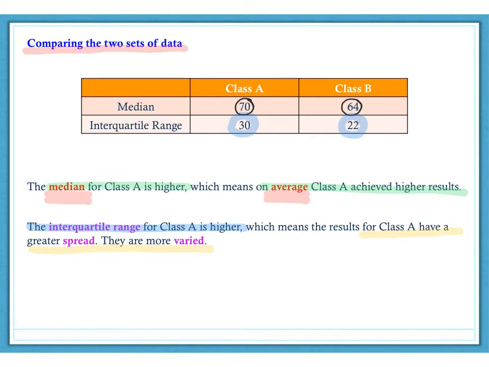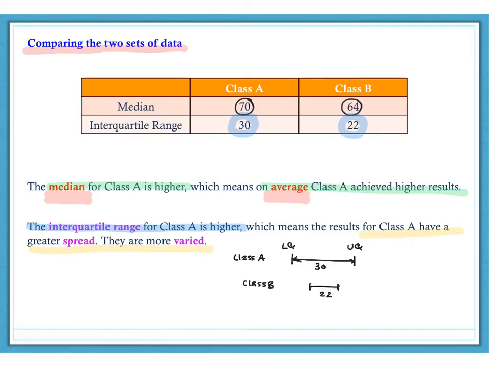So we're going to draw a diagram to represent this a little bit later, but essentially what we're saying is if you imagine the central 50% of the data, for Class A, the gap between the lower quartile and the upper quartile is equal to 30. But for Class B, the gap between their lower quartile and their upper quartile is 22.